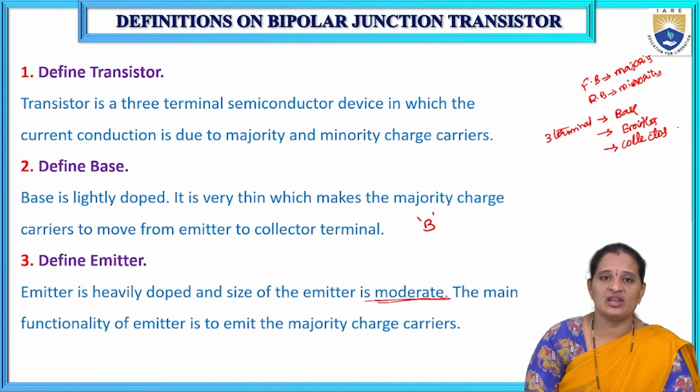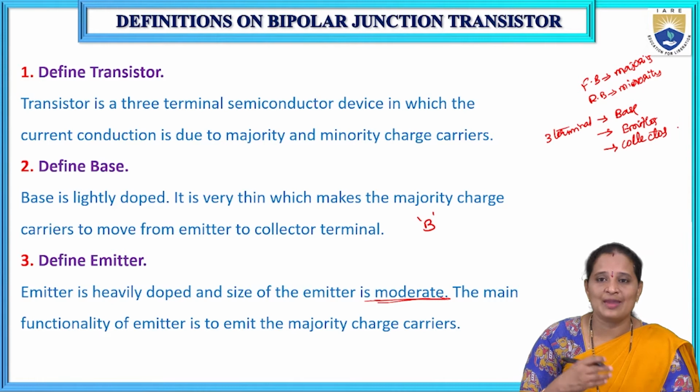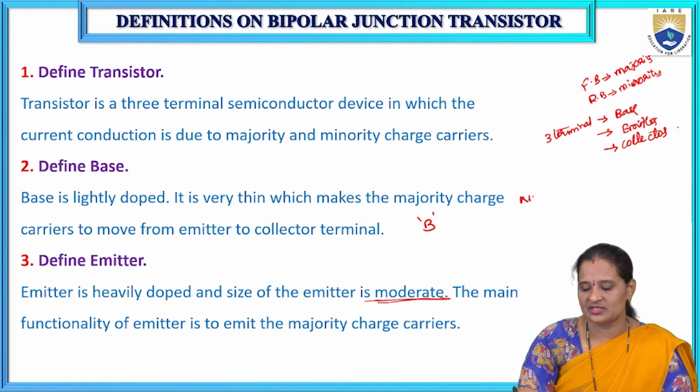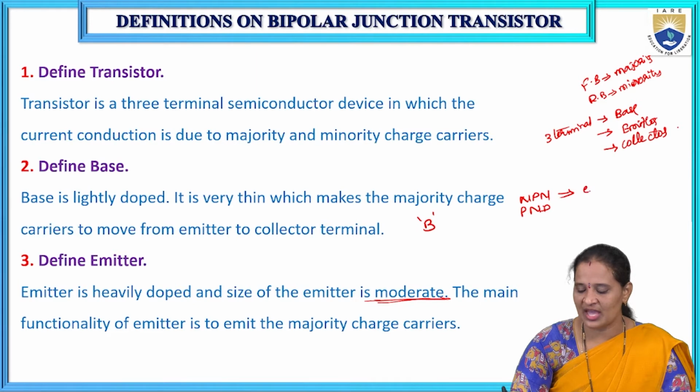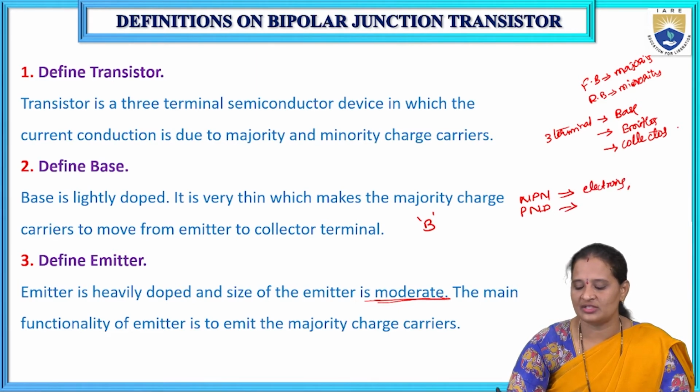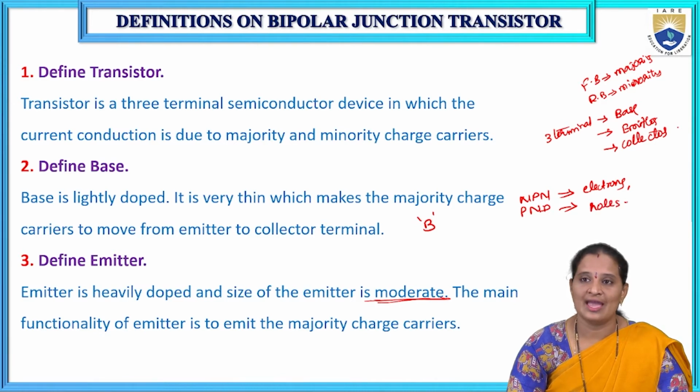The main functionality of the emitter is to emit the majority charge carriers. We have two types of transistor. What are those? NPN and PNP. In an NPN transistor, the majority charge carriers are electrons and the minority charge carriers are holes, whereas in a PNP transistor, the majority charge carriers are holes and the minority charge carriers are electrons.